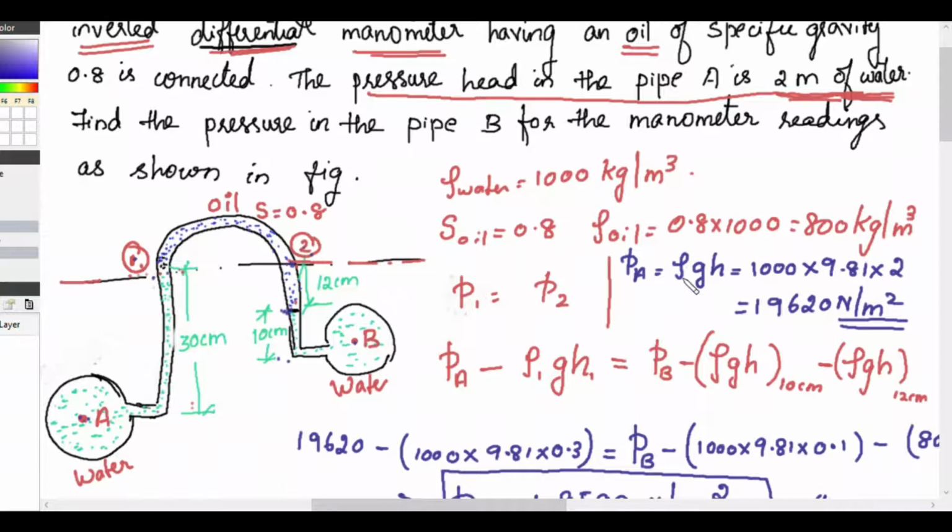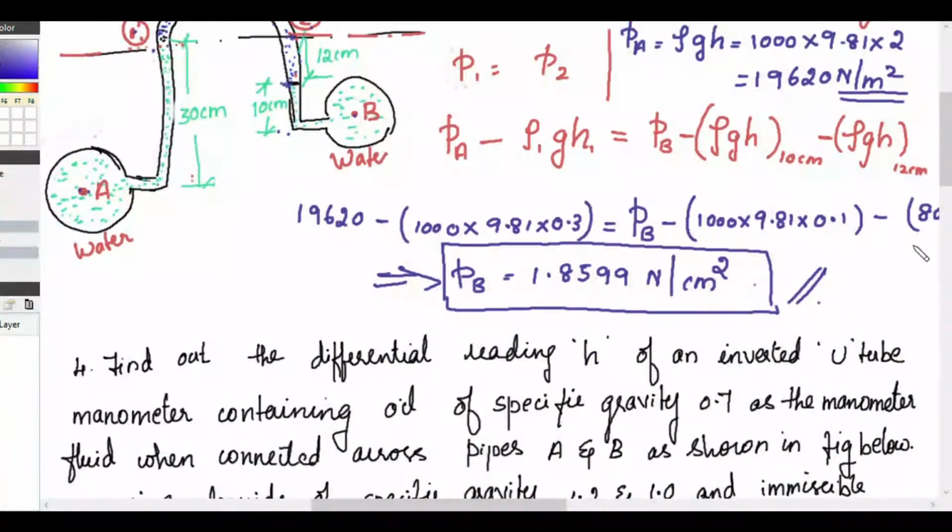For water, the density is 1000, g is 9.81, and height is given as 2 meters. Height means head, it is given as 2 meters. So it is 19,620 Newton per meter square. We substitute and get the answer in Newton per meter square. We convert it, and we will get 1.8599 Newton per centimeter square.